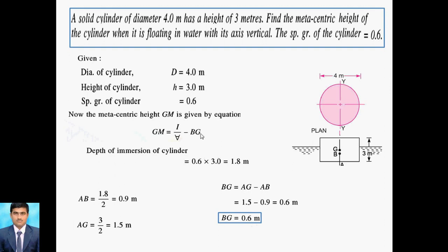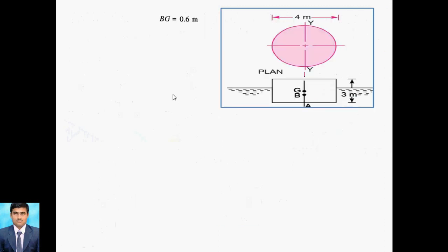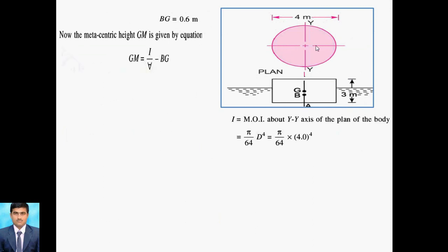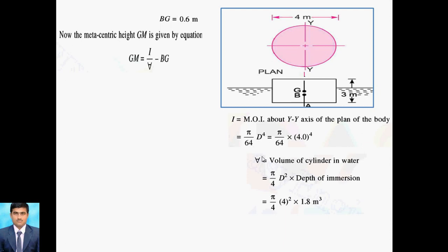Now we put the value of BG, and first calculate I. I is the moment of inertia. This is about a circle, so the moment of inertia for a circle is pi divided by 64 d raised to 4. D is known to you, that is 4 meter, and after calculation we get the value of I. Then similarly we go for volume. For a cylinder, volume is pi by 4 d square into the depth of immersion, that is pi by 4 d square h. The depth is already calculated by the formula, so we take 1.8, and the diameter is 4.